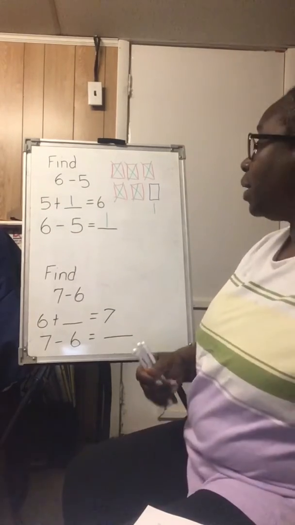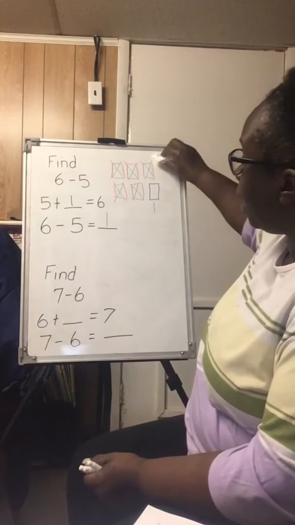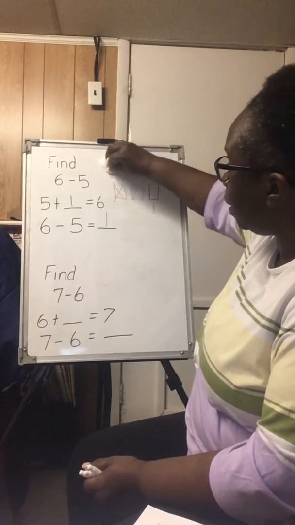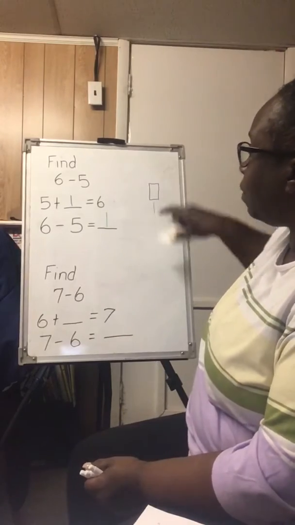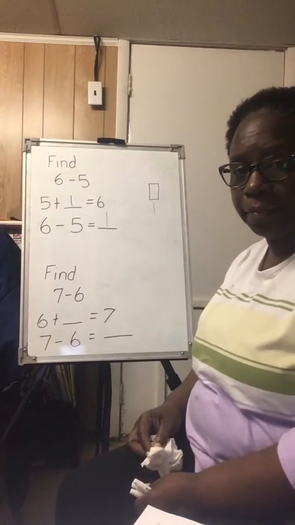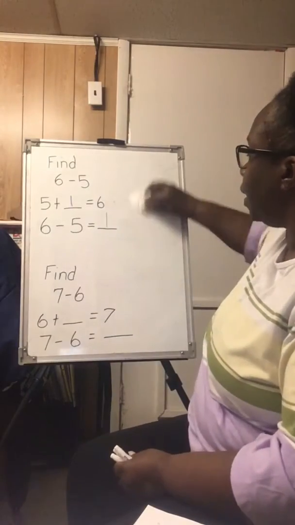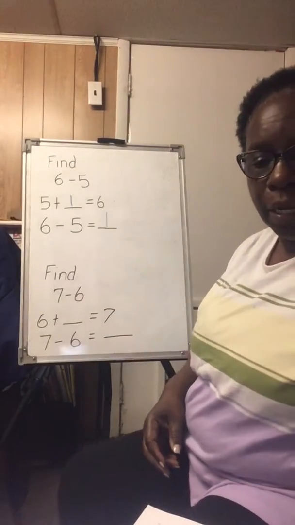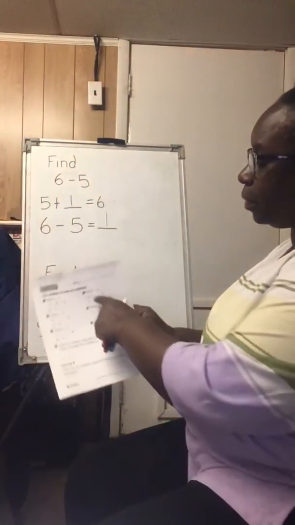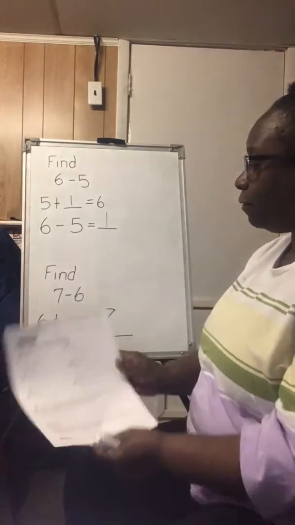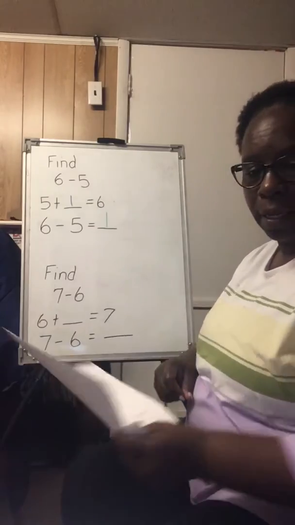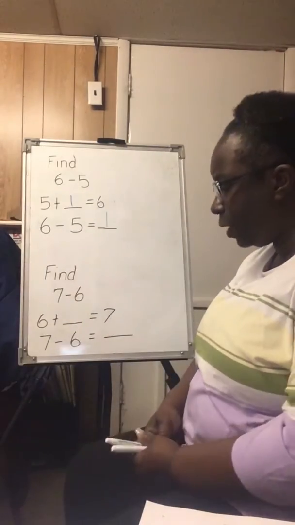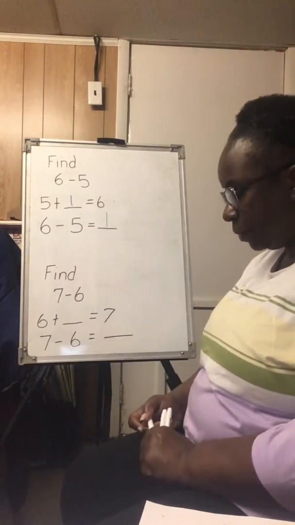Or either another way I could have done it was, if I had 6 up here, I could have taken away my 5. Took away all 5. And it left me with 1. Okay? So now, let's work number 2 together. Number 2 on your packet sheet. Number 2 says, find 7 minus 6. So let's work on finding 7 minus 6.